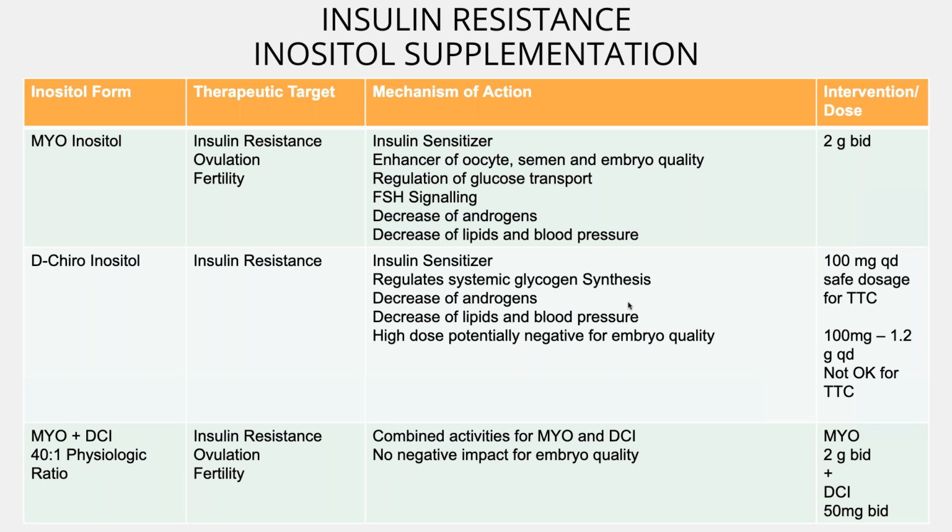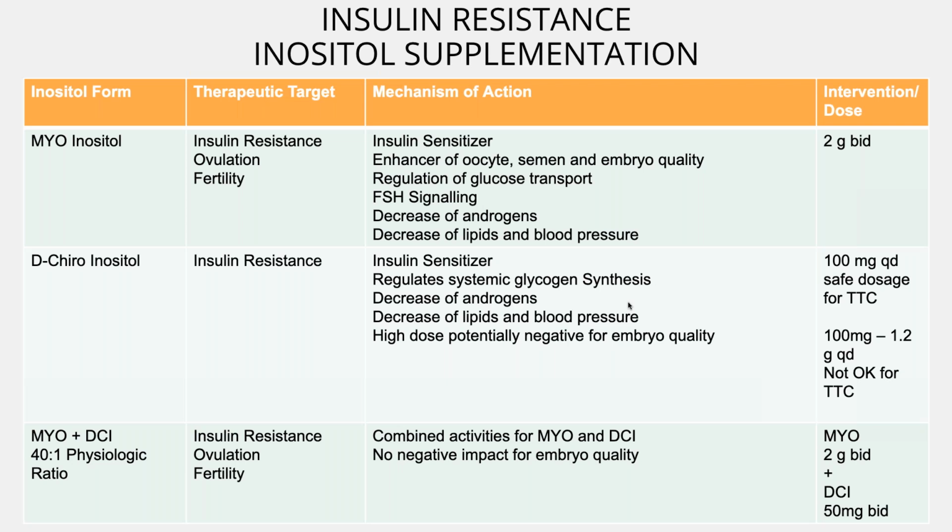D-chiroinositol is primarily more beneficial for insulin resistance. It's definitely an insulin sensitizer. It regulates glycogen synthesis. But one thing to keep in mind is that high-dose D-chiroinositol can be potentially negative for embryo quality. So 100 milligrams per day is safe for trying to conceive, but if you're going above that, to 1.2 grams, it is not okay for trying to conceive. That could be toxic or negative for the embryo quality, according to research.